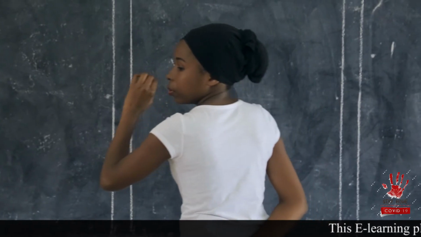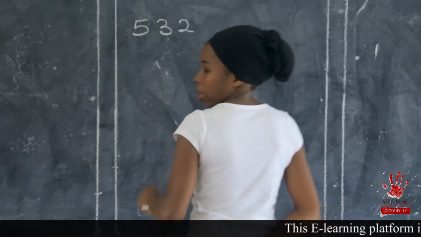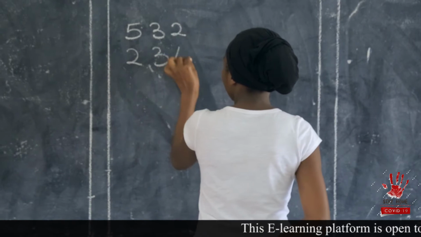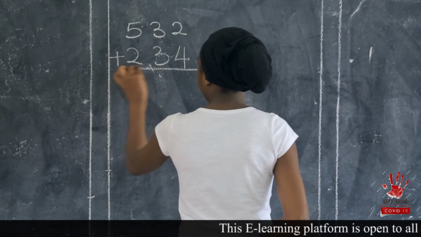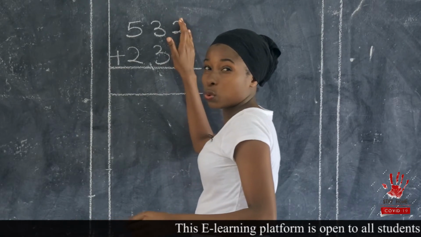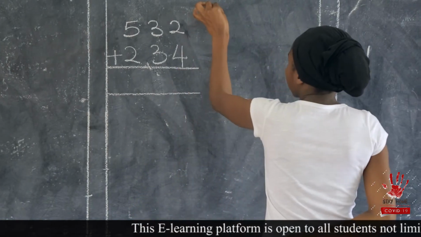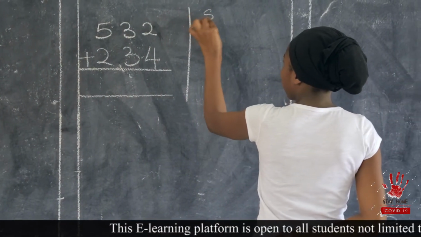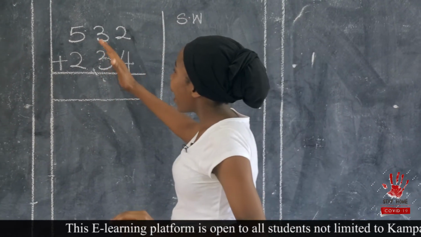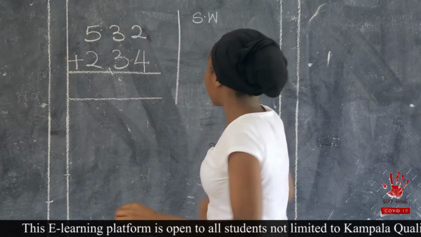I have an example. We had 532 plus 234. When you're given such a number, we said we don't draw balls on our numbers because it will congest it and make it untidy. So we agreed on doing side work. You can put the word side work or you can even leave it. Then we said when we are adding, we always start from the ones. It makes it so easy.